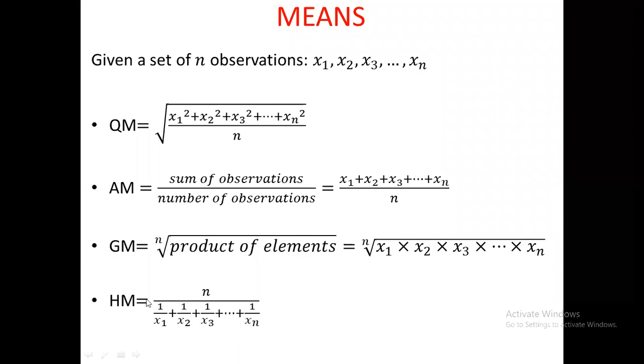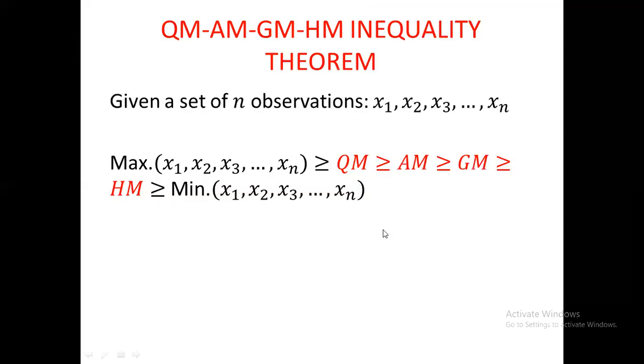And harmonic mean is simply the number of observations, which in this case is n, divided by the sum of the reciprocals of the given observations. These are the facts we established in the last class, the information we obtained in the last class, and we're going to be using this moving forward. So this is the first thing we want to say in today's class. This is the quadratic mean, arithmetic mean, geometric mean, harmonic mean inequality theorem.